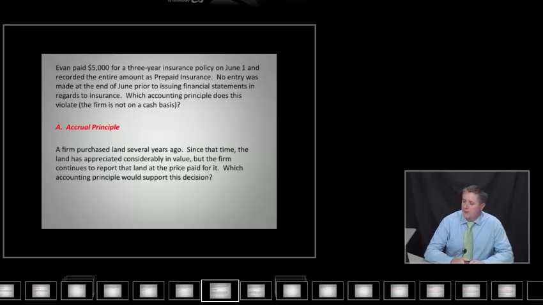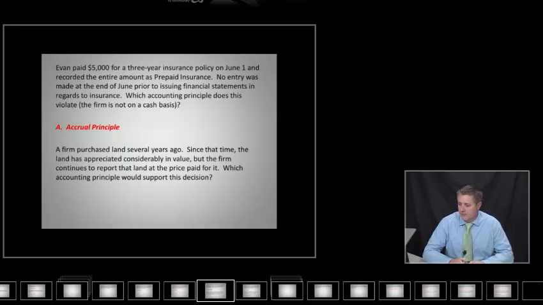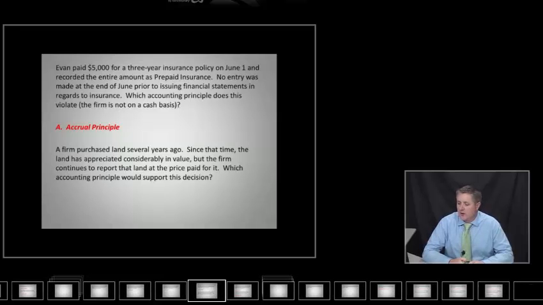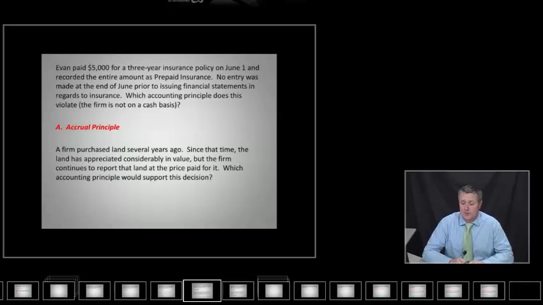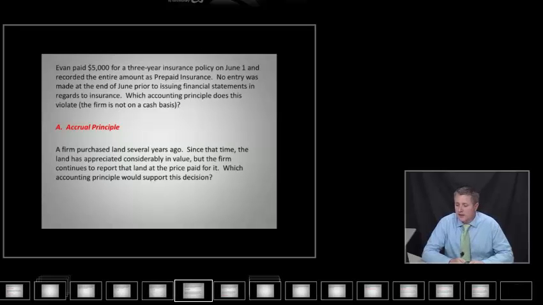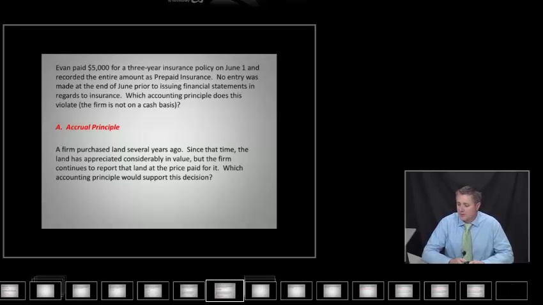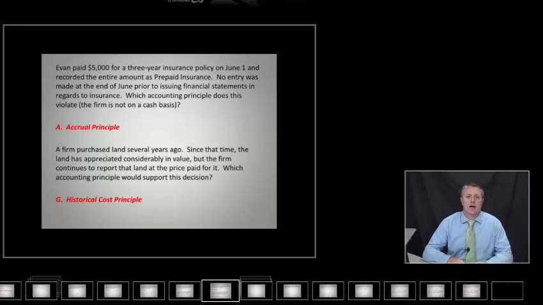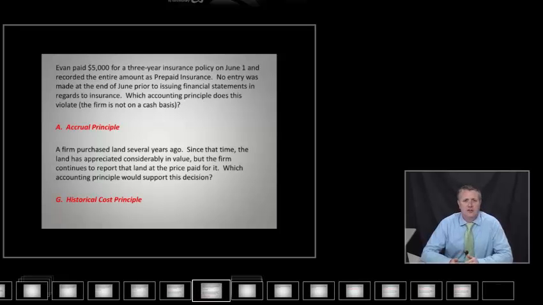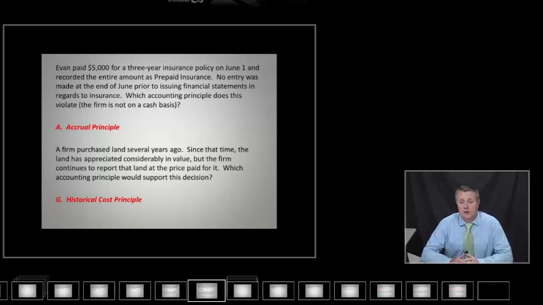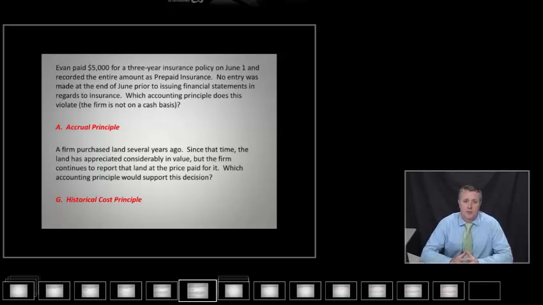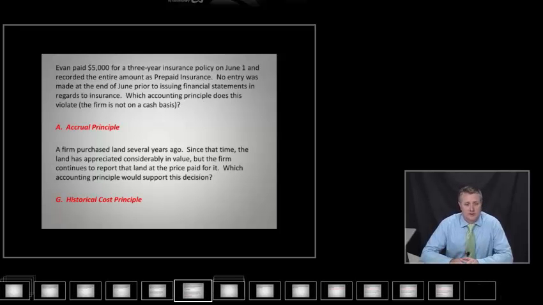Okay, next up, a firm purchased land several years ago. Since that time, the land has appreciated considerably in value, but the firm continues to report that land at the price paid for it. Which accounting principle would support this decision? Well, this is another instance where the historical cost principle comes into play. Even though we record an asset when we acquire it, and even though it might increase in value in terms of what it could be sold for, we generally do not change the value on the financial statements. We continue to report that asset at its historical cost.